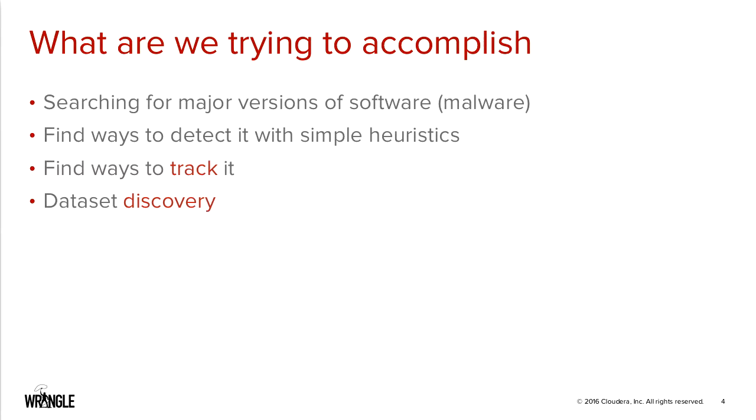Let's see here. So what are we trying to accomplish? We're searching for major versions of software. So you have 1.0 is a major release. You got your 2.0. It's a major release. Malware is really no different in that. Often we actually find that the groups writing malware often have bigger engineering teams than you do. Sometimes it's dozens of people or even hundreds. These are people that are well-funded. They have good reasons to be writing it, which is money.